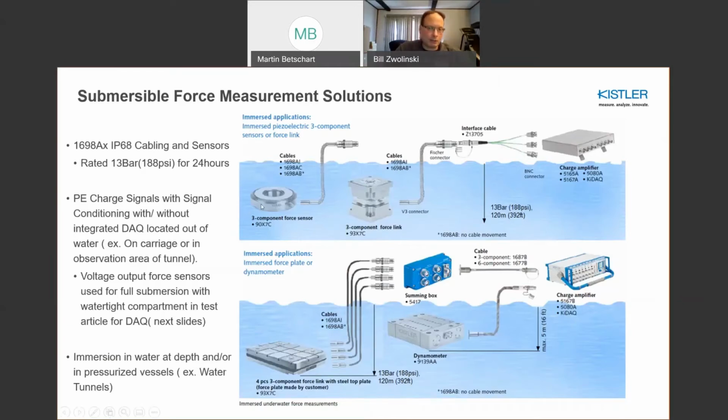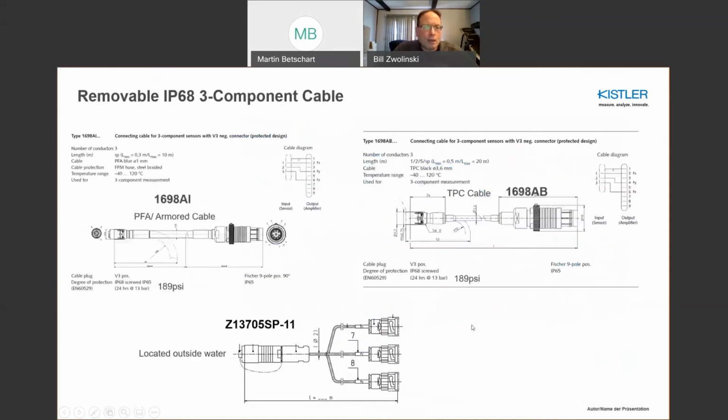And what you see here is also, the force sensors can be individual. They can be mounted into a dynamometer configuration, and you can also use an off-the-shelf dynamometer, which isn't as highly rated to 13 bar, but it certainly can survive, say, 5 meters of depth in terms of water depth. The cables, again, they're either armored PFA or a TPC type cable, which is more flexible. They have a lot of lengths up to, say, 10 to 20 meters.